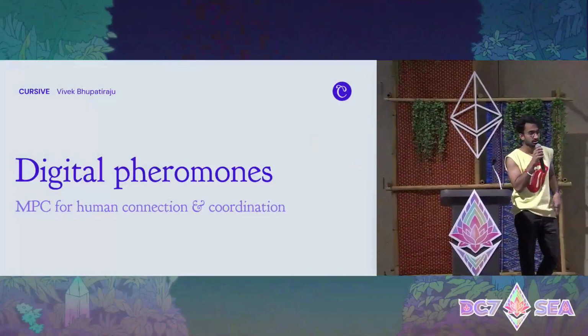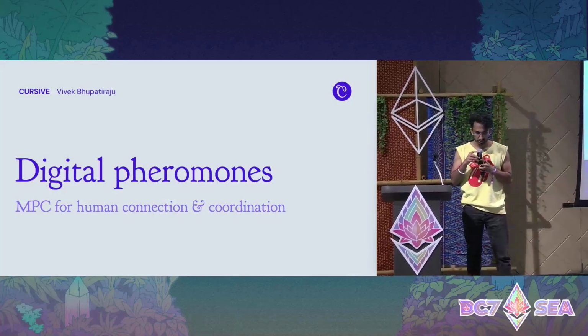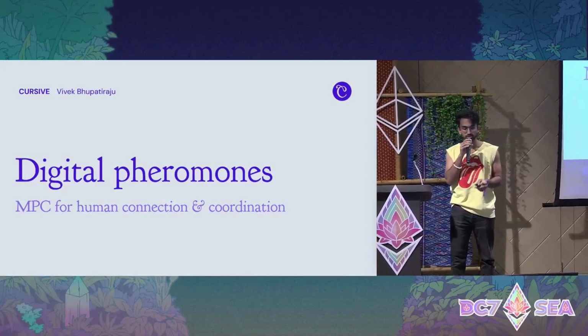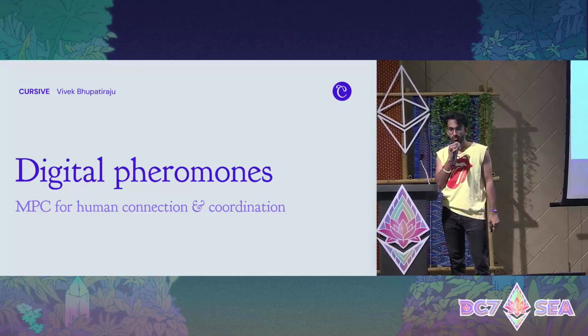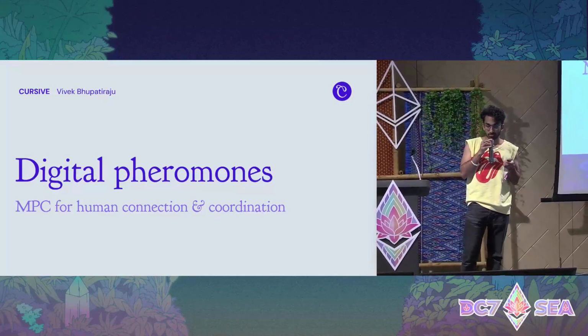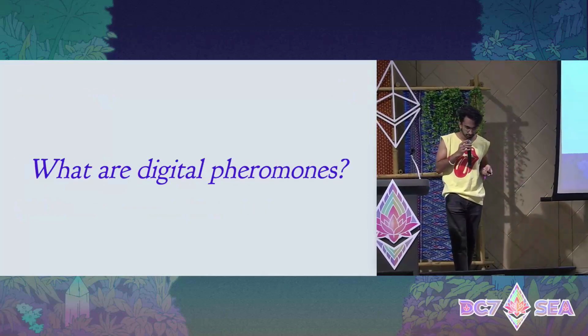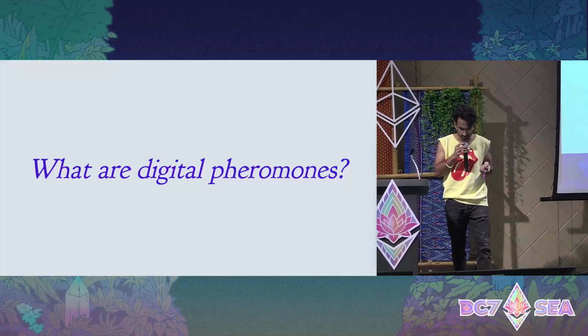Hi. I'm Vivek. I'm going to be talking about something that I've been working on with my team Cursive called digital pheromones. The overall affordance here is using MPC, or multi-party computation, for human connection and coordination. So I want to start with trying to define this as we see it so far.